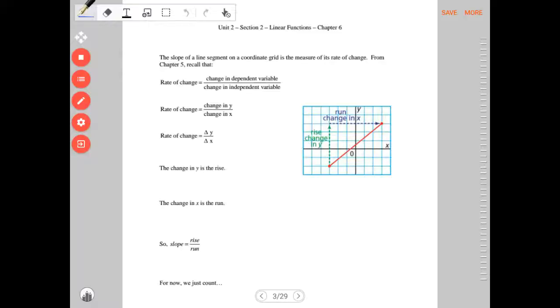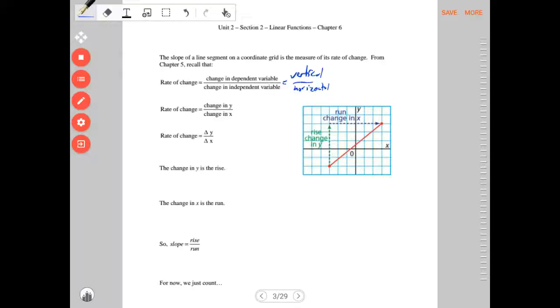Awesome. The slope of a line segment on a coordinate grid is a measure of its rate of change. From chapter 5, recall that a rate of change is the change in the dependent variable, which was always the vertical, divided by the change in the independent variable, which was always the horizontal.